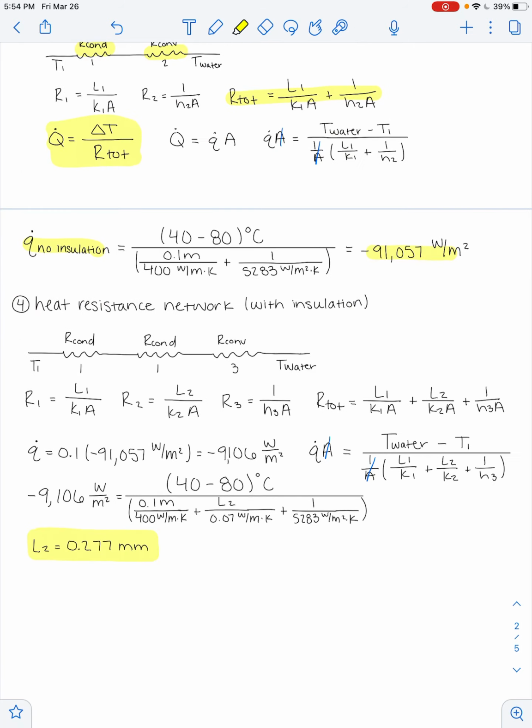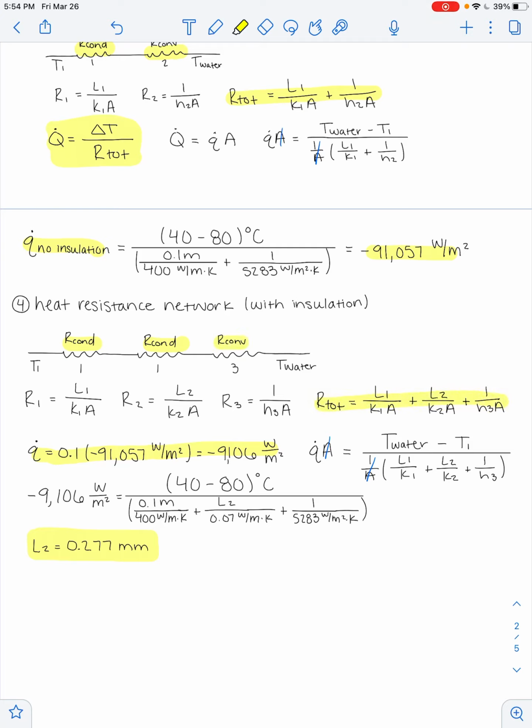Then, with the knowledge that the Q with insulation should be 10% of the Q without insulation, thus reducing the total Q by 90%, we can find the heat resistance network with the insulation to have the two different types of heat conductivity: the conductive heat transfer through the copper and then the insulation, and the convective heat transfer.